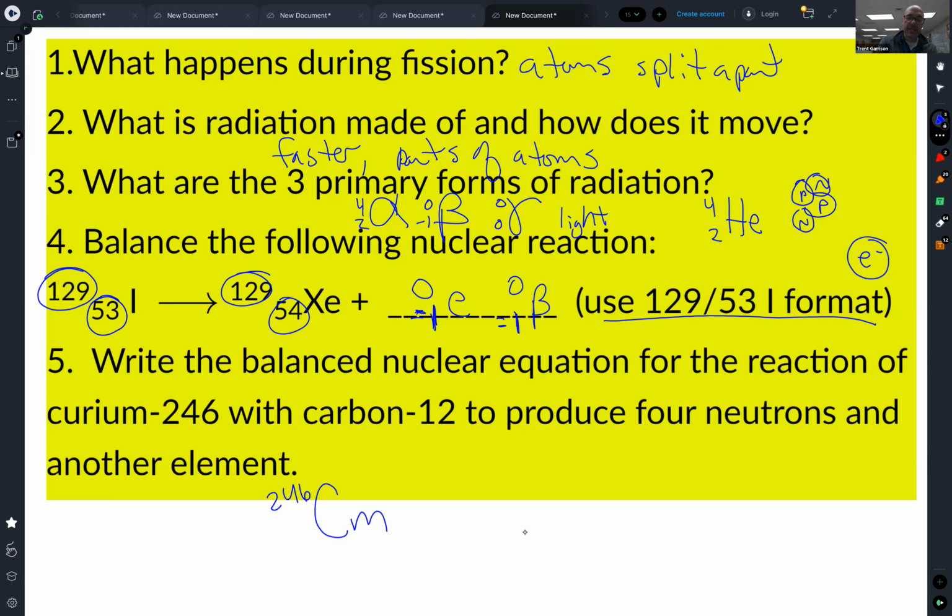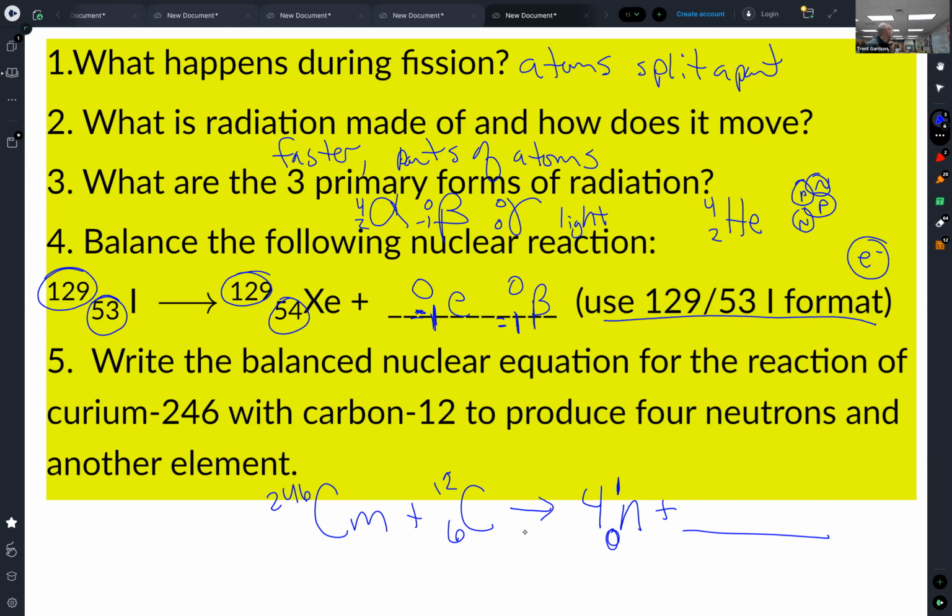All right, write the balanced nuclear equation for the reaction between curium, and I believe curium is Cm-246, and it is going to combine with carbon-12, which is element number 6, and it's going to produce 4 neutrons. Neutrons have a mass of 1, but they have no protons, and some other element. That's the blank that we're looking for.